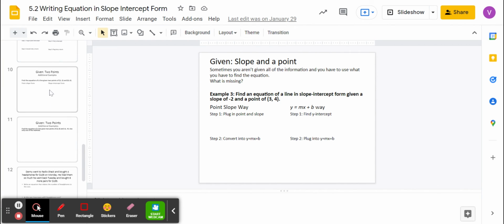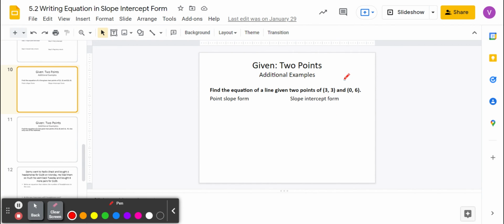In some scenarios, they just give you 2 points, so you're going to have to use the slope formula first, which is the difference of your y's over the difference of your x's. In this case, 6 minus 3 over 0 minus 3. That's going to give me 3 over -3, which is just -1. So my slope is -1.